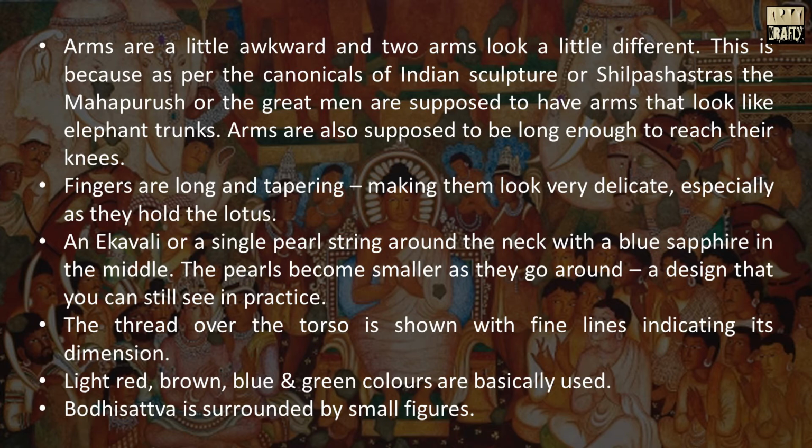A single pearl string around the neck with a blue sapphire in the middle. The pearls become smaller as they go around, a design that you can still see in practice. The thread over the torso is shown with fine lines indicating its dimension. Light red, brown, blue and green colors are basically used. Bodhisattva is surrounded by small figures.